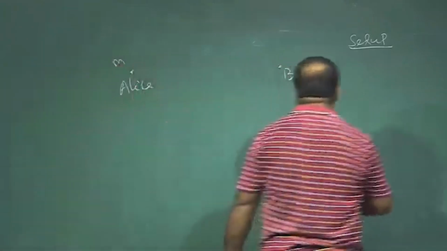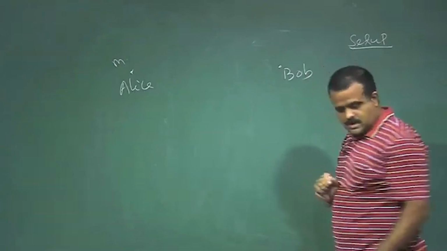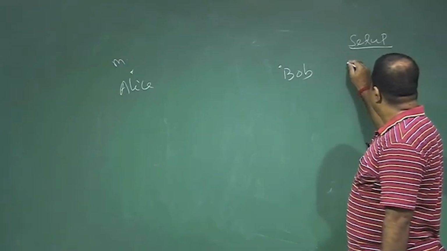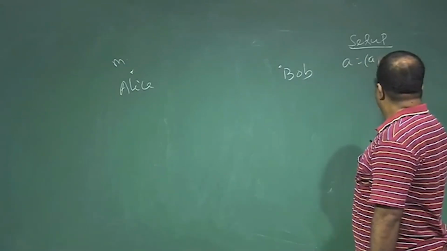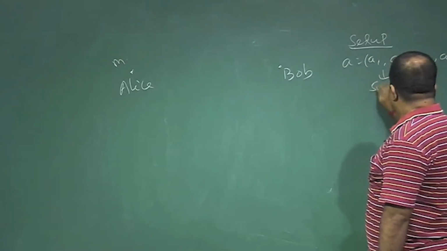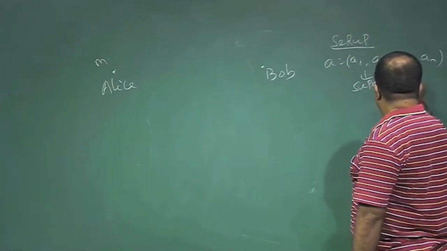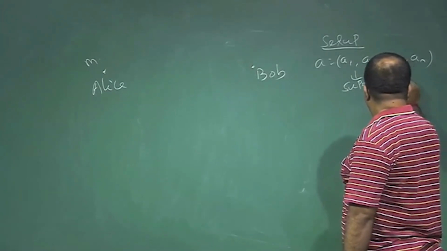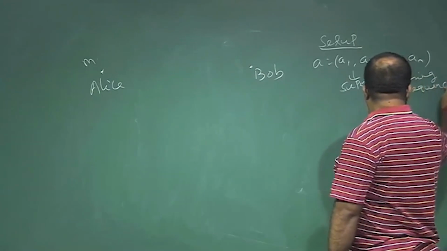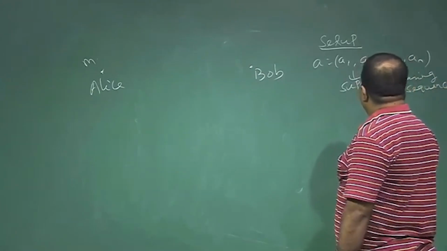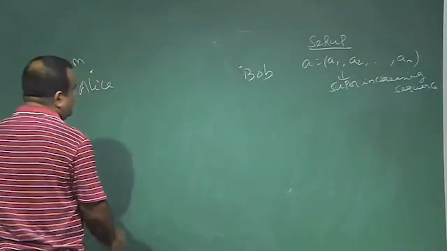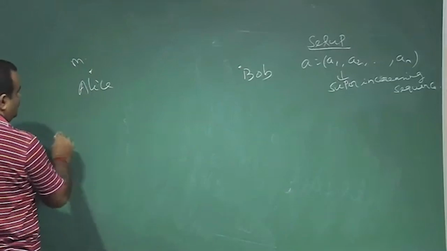Okay, so what is this crypto system? We are choosing a super increasing sequence A, which is a1, a2, ..., an. This is a super increasing sequence. Alice is sending to Bob, Bob is sending to Alice.